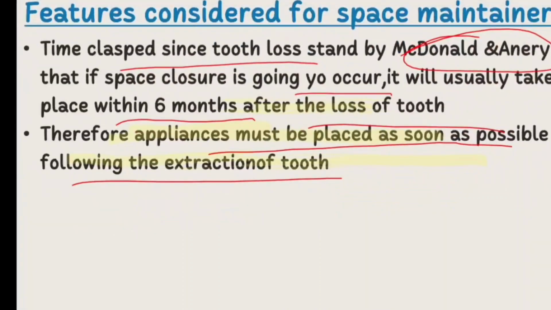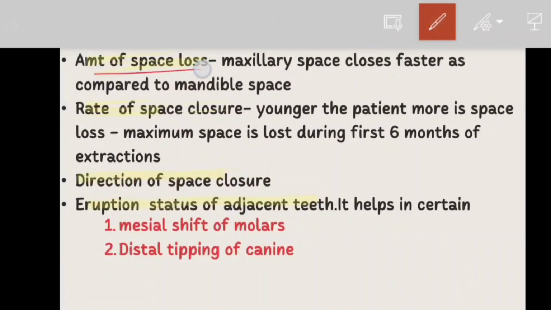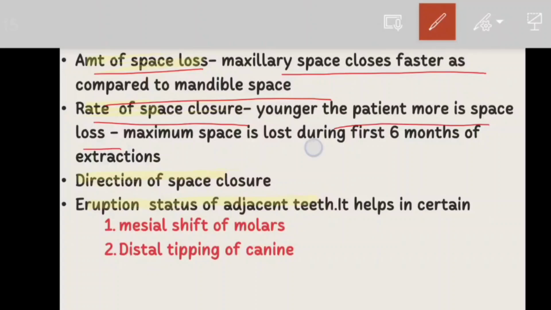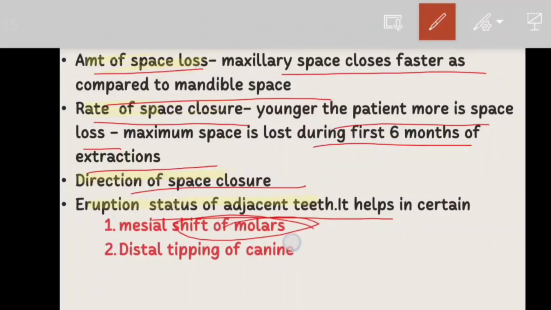Next feature is the amount of space loss. The maxillary space closes faster as compared to the mandibular space. Third is the rate of space closure. The younger the patient, the more the space loss. Maximum space is lost during the first 6 months after extraction. Now, direction of space closure. Teeth can move mesially, distally, or they can tilt. Now, the eruption status of the adjacent teeth affects the movement of the nearby teeth. For example, mesial shift of the molar and distal tipping of the canine.